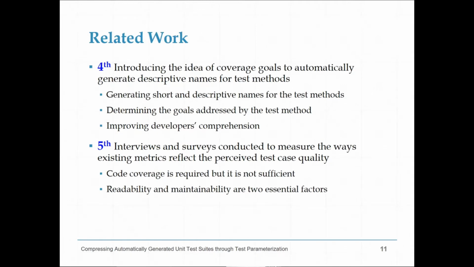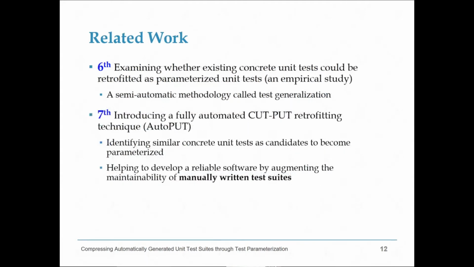In another paper, interviews and surveys were conducted to measure the way existing metrics reflect the perceived test case quality. And here you can see the results of this paper. First, code coverage is required, but is not sufficient. And second, readability and maintainability are two essential factors. The sixth paper, an empirical study, examined whether existing concrete unit tests could be retrofitted as parameterized unit tests. In this paper, they presented a semi-automatic methodology called test generalization.